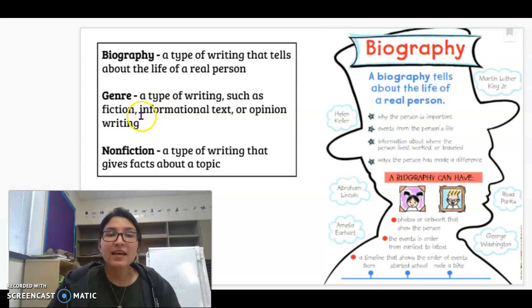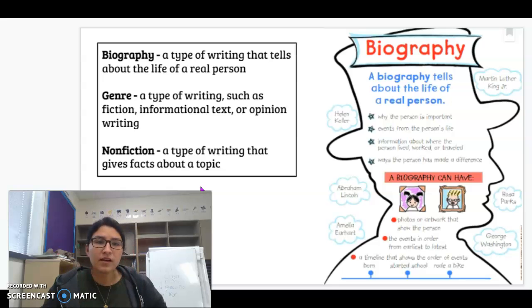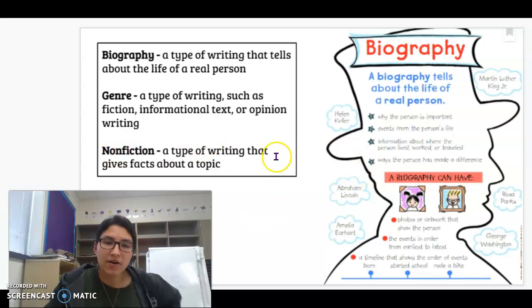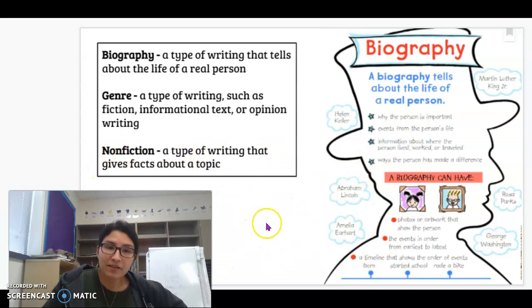Good job. Genre is a type of writing such as fiction, informational texts, opinion writing, biography, fantasy, narrative nonfiction, okay? And then nonfiction. Go ahead and say that word with me, nonfiction. Good job. Nonfiction is a type of writing that gives facts about a topic. So whenever you're reading nonfiction books, you're going to be learning real information over a topic. And then remember, topic is what? Topic can be over a person or a thing, right?